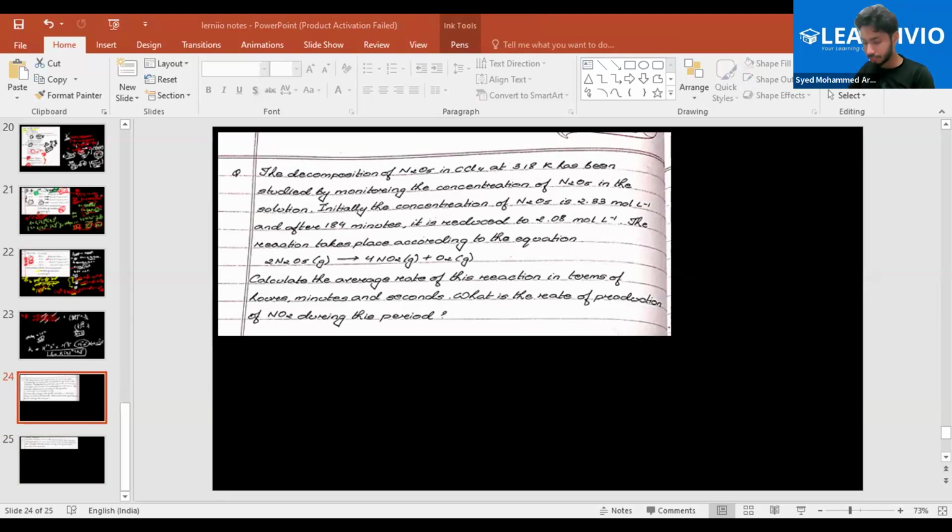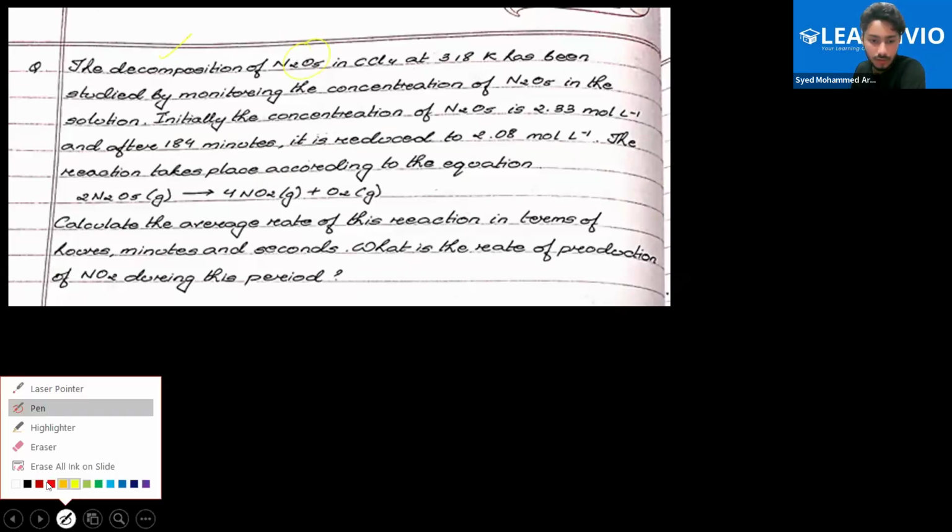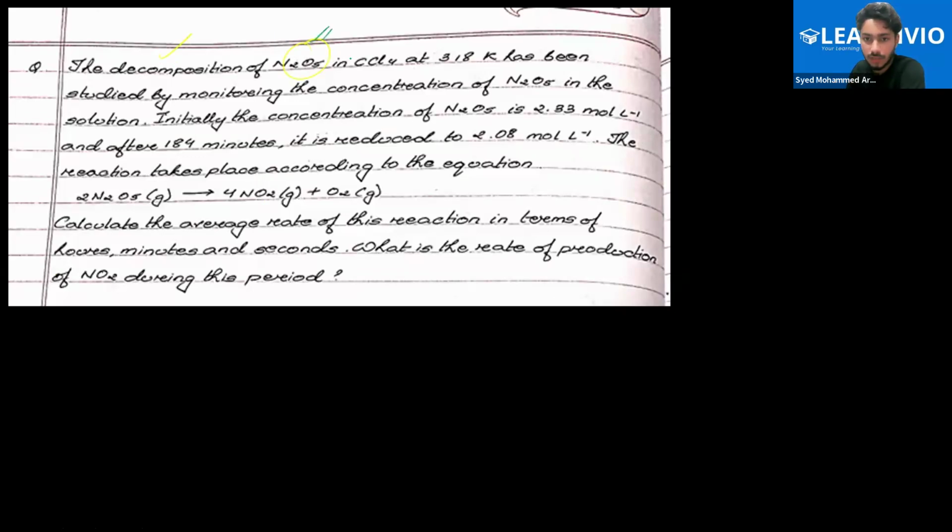I'll help you to simplify this question. Basically, what is given to you is the decomposition of N2O5. The reaction is very simple, because it's a decomposition. Decomposition in CCl4 at this temperature has been studied by monitoring the concentration of this and this. So we just need to focus on the equation. Just write the equation. See how I'm representing the solution to you.